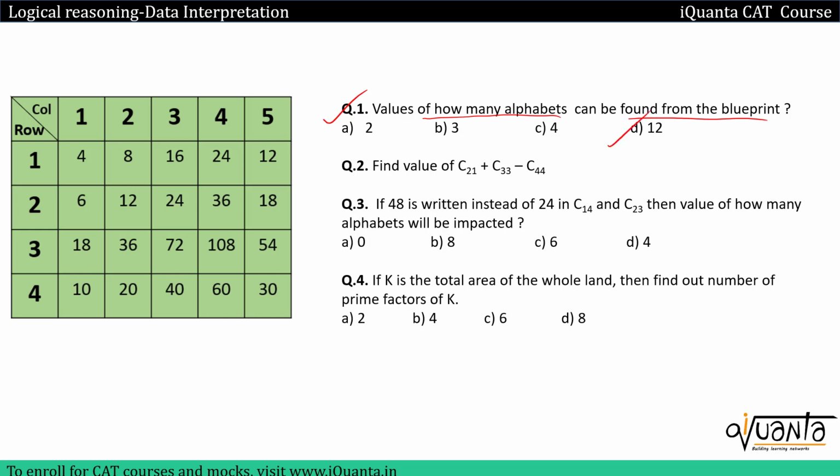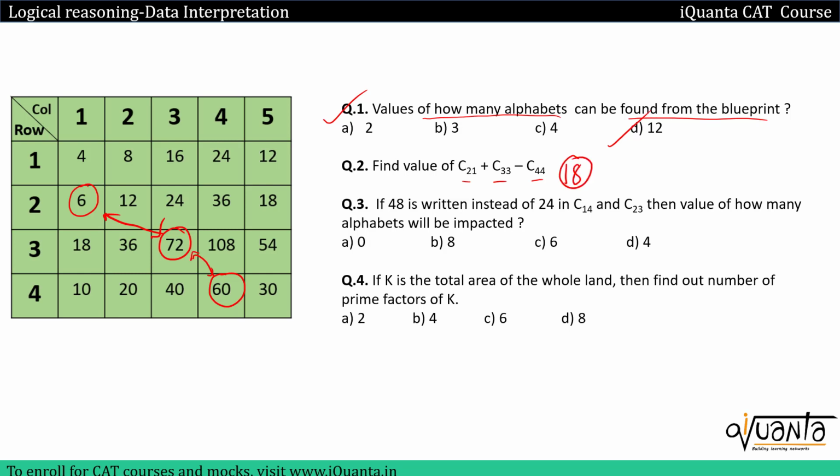Okay, 12. Next question is find out the value of C21 plus 33 minus 44. So 21, second row, first column, that means 6. 33, third row, third column, 72. Minus 44. So 44 is this, 60. So 72 plus 6 is 78, 78 minus 60, that means 18.